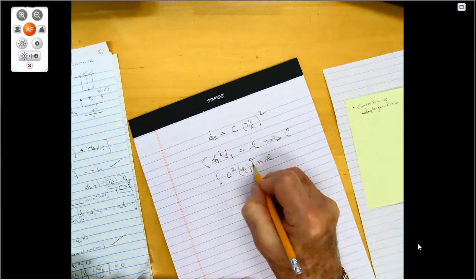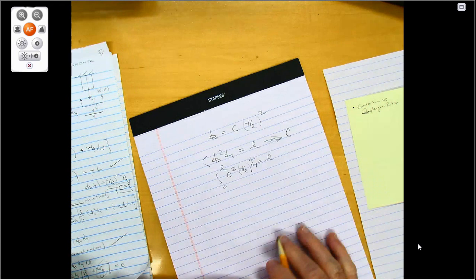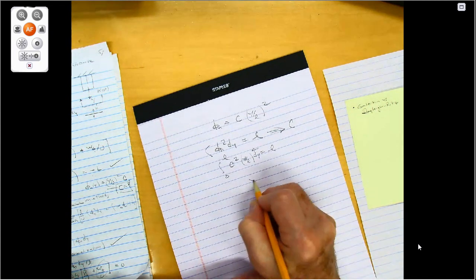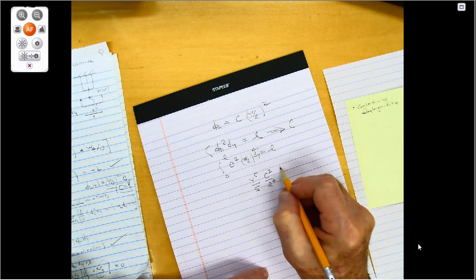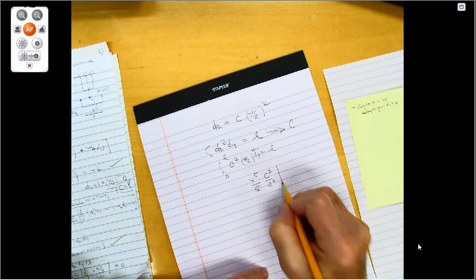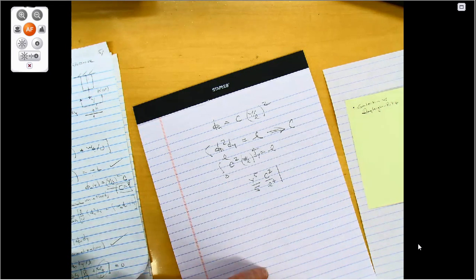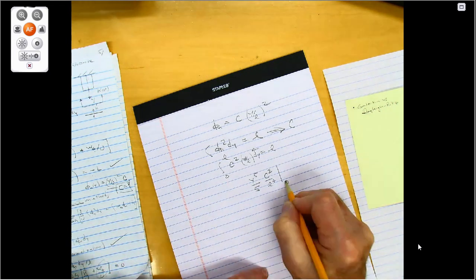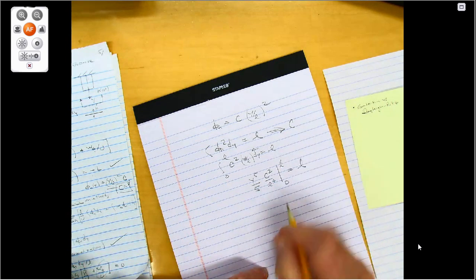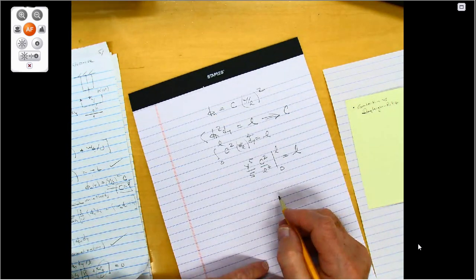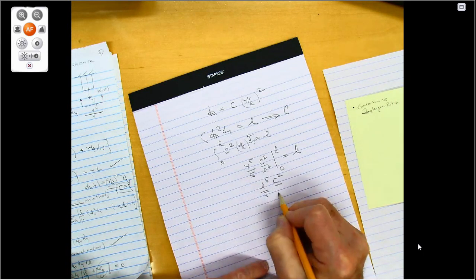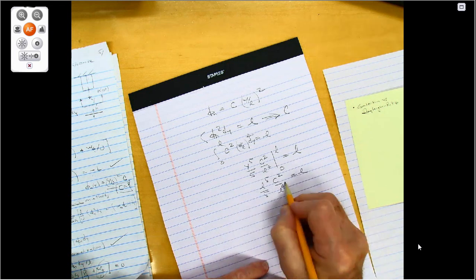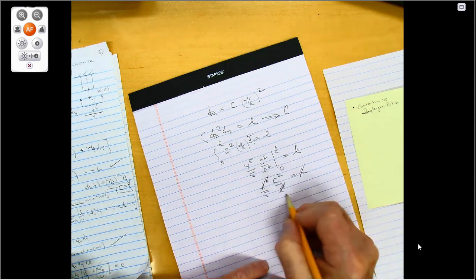I think I can almost do this. So this is going to be L to the 5th over 5, C squared over L to the 4th, evaluated from 0 to L, and I want that to be equal to L. So that's L to the 5th over 5, C squared over L to the 4th equals L. So C squared is equal to 5, is that right? Yeah.